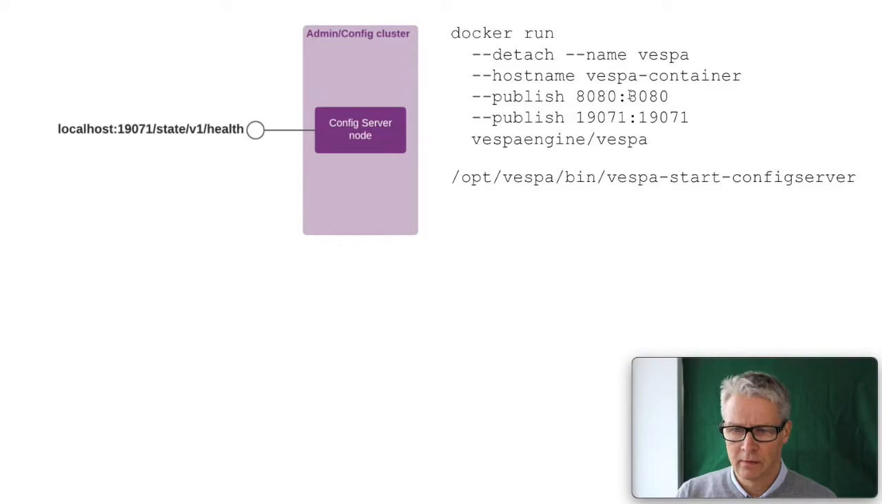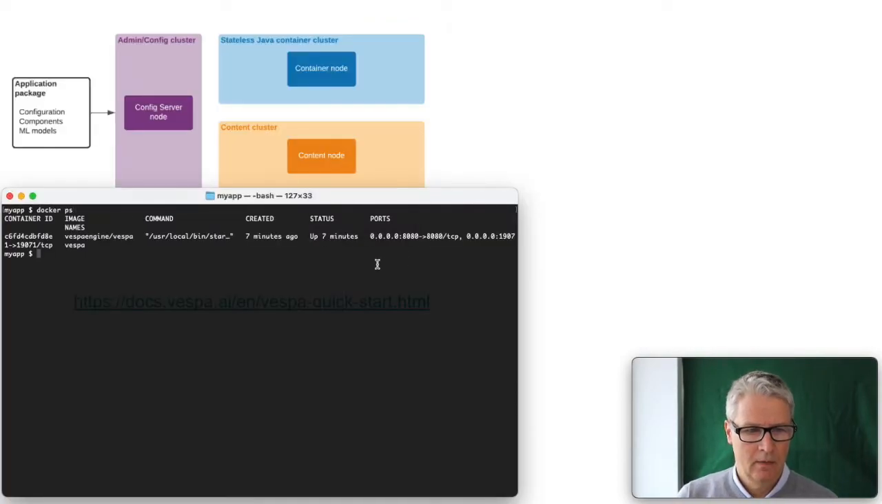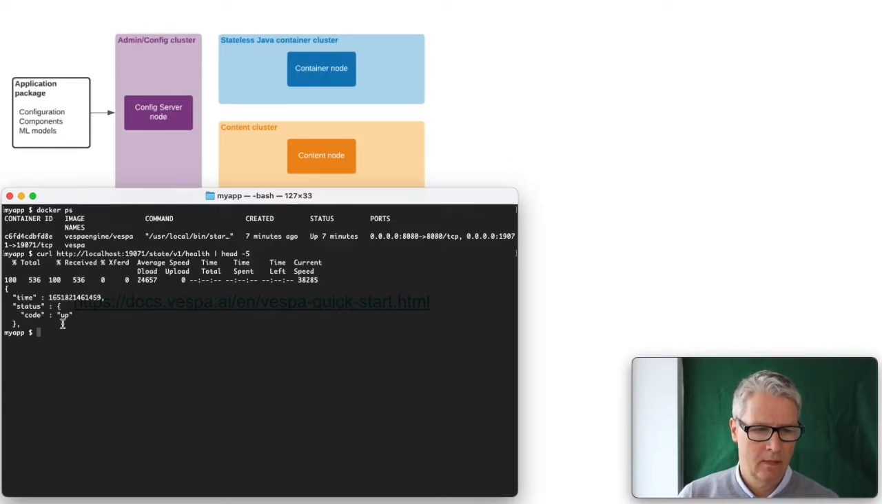Checking the container. We should see the Vespa container running. Then let's do a config server health check. And it's up. Sometimes the port forwarding from inside the Docker container to the outside can fail. We could have a port conflict. So we can then do the same health check inside the Docker container.